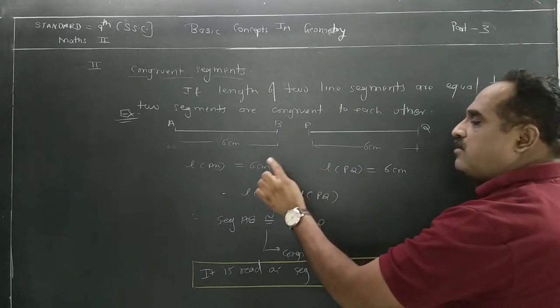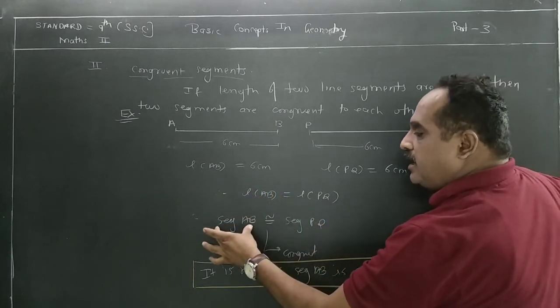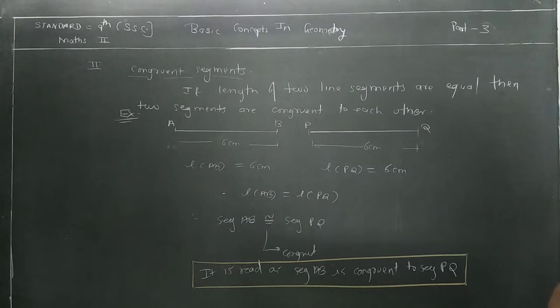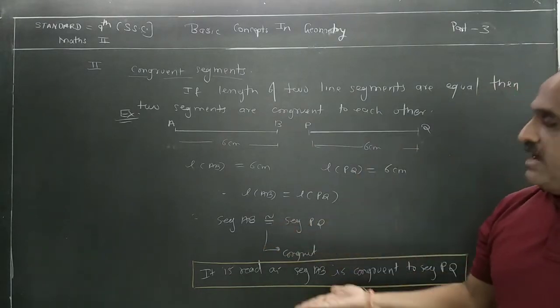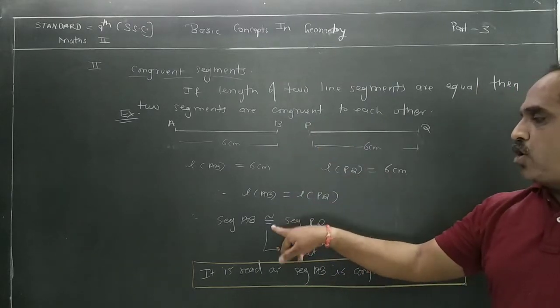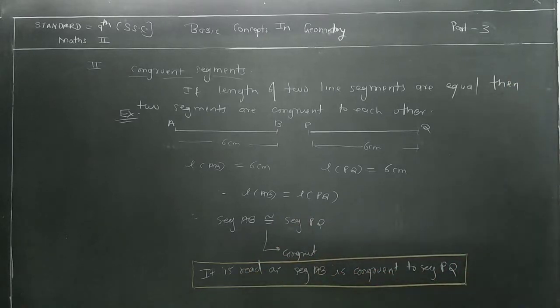When you are writing the word length, you have to put an equal sign. And when I am writing segment, they are congruent. Lengths are equal, but segments are congruent. And segments will be congruent when lengths are equal. It is read as segment AB is congruent to segment PQ. Have you understood the concept of congruent segments? Pause the video and comment on it properly.